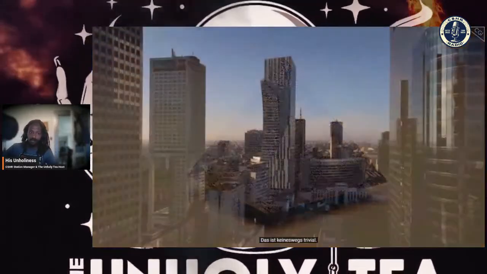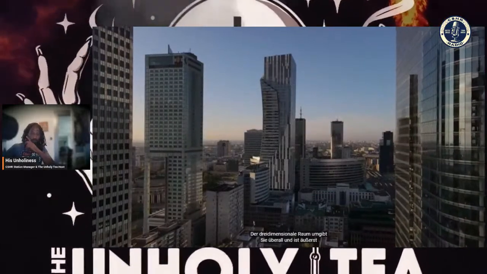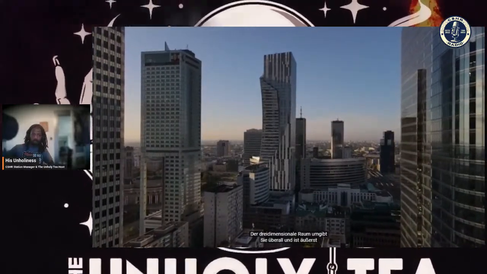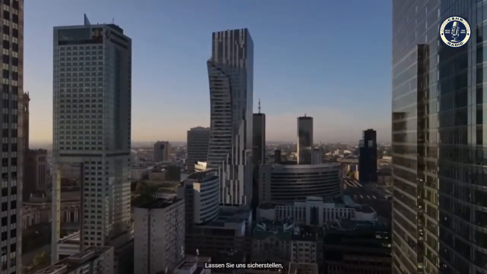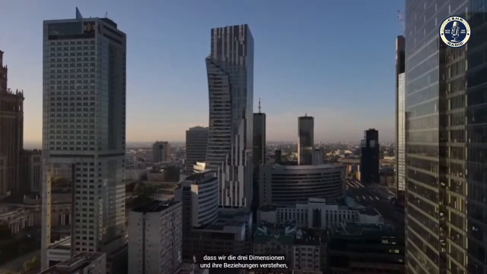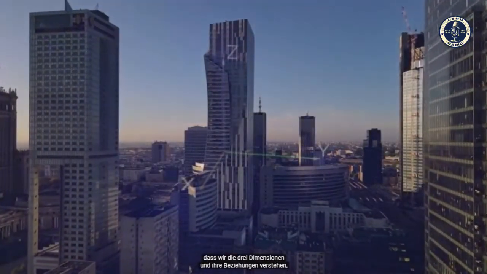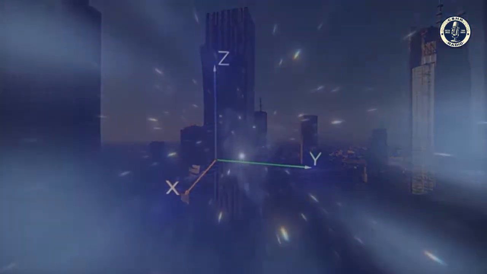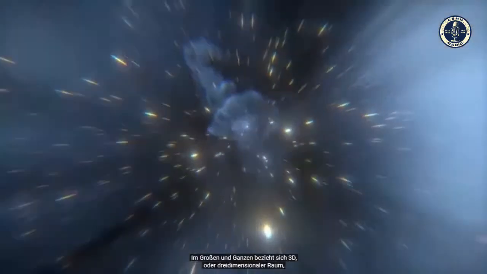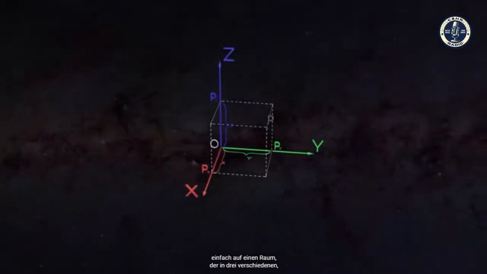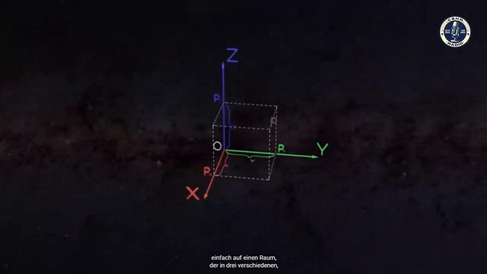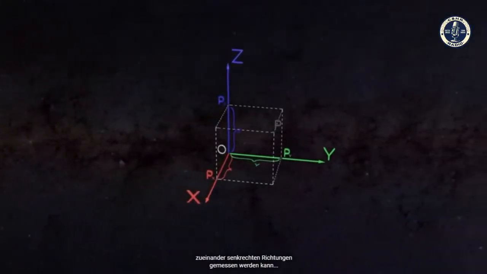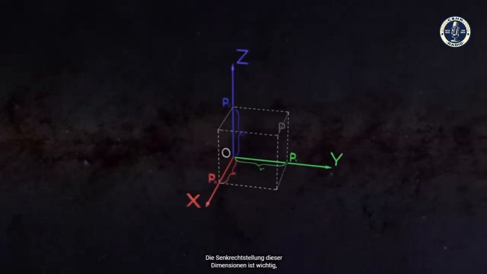This is by no means trivial though. 3D space is all around you. It is the space around you, and is very relevant to our topic. Let's begin by making sure we understand the 3Ds, and the relationships between them before we add the fourth D. Broadly speaking, 3D or three-dimensional space simply refers to space that can be measured in 3 different perpendicular directions.